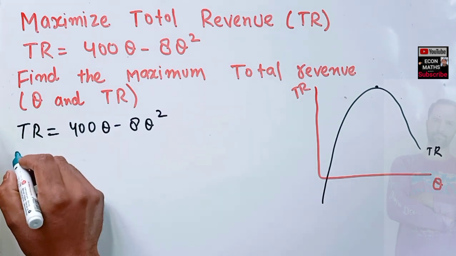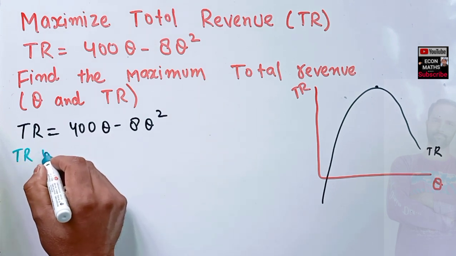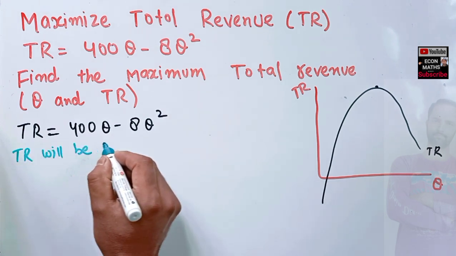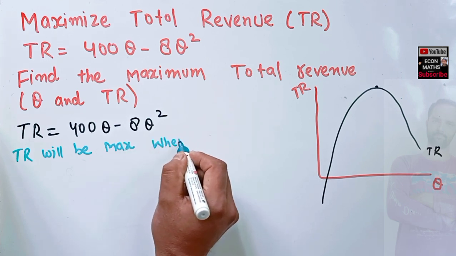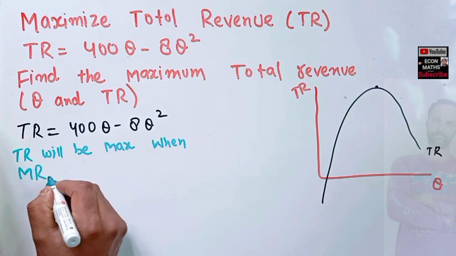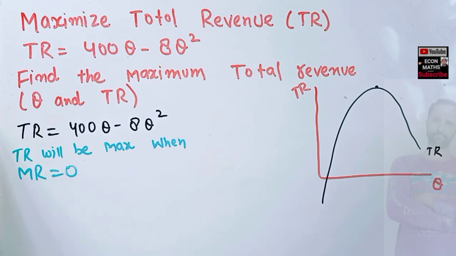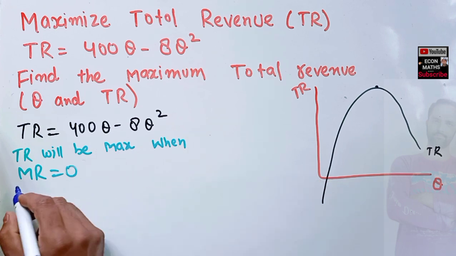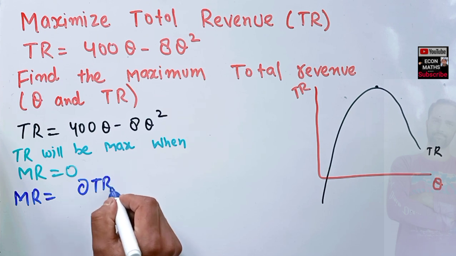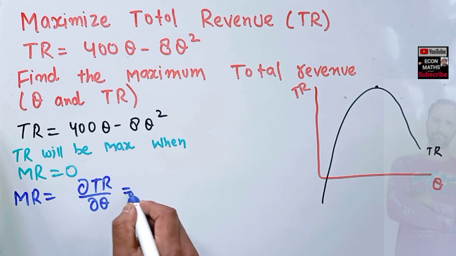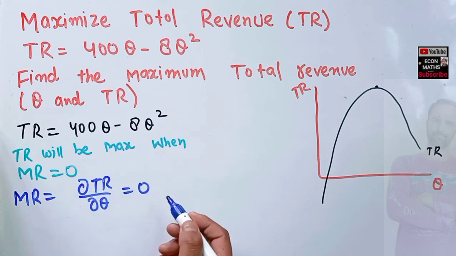Let me write it here. Total revenue will be maximum when marginal revenue is equal to 0. And what is marginal revenue? Marginal revenue is simply the derivative of the total revenue function with respect to output, and when we set it equal to 0, it will maximize our total revenue.